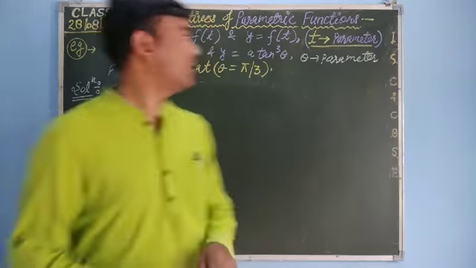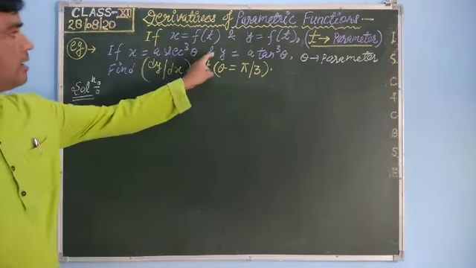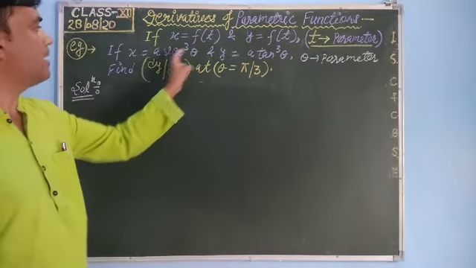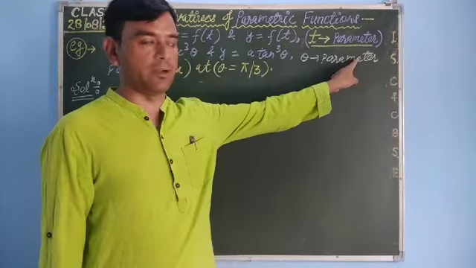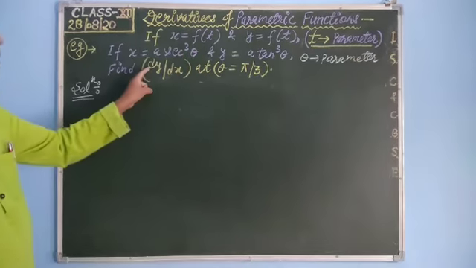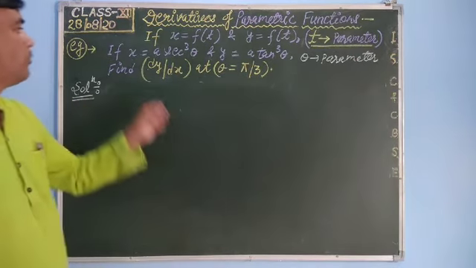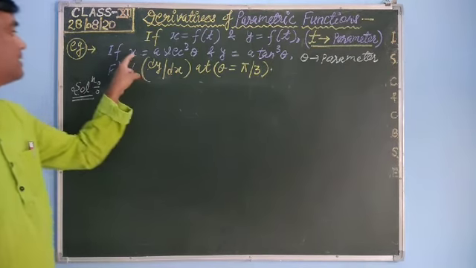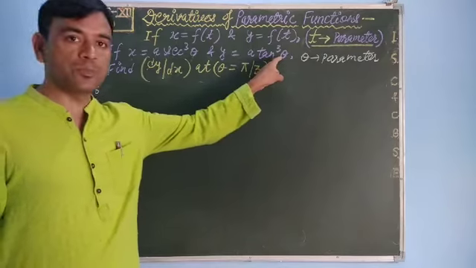So let's have a look at an example. If x is equal to a sec cube theta and y is equal to a tan cube theta, here x and y are expressed in terms of theta, so theta is the parameter. Now we have to find dy by dx at theta equal to pi by 3. For this, first of all we will differentiate x with respect to theta as well as y with respect to theta.